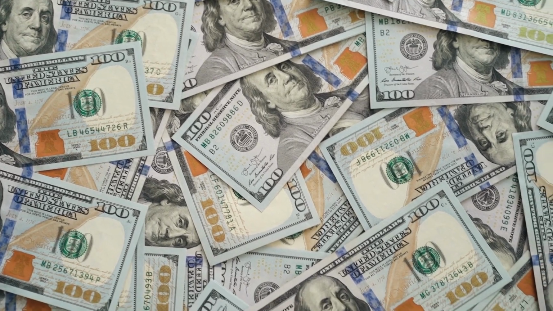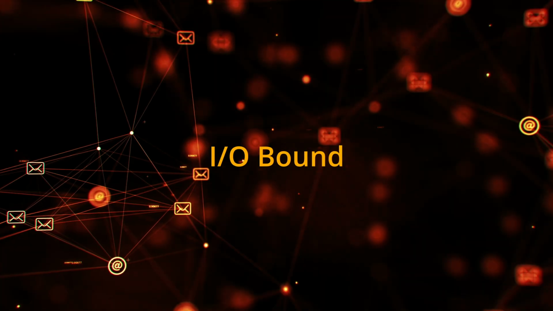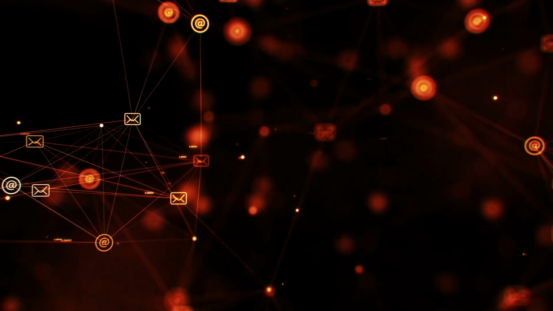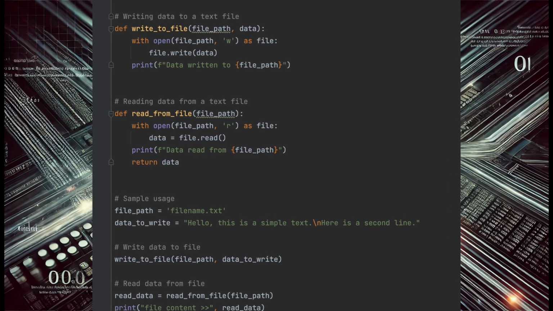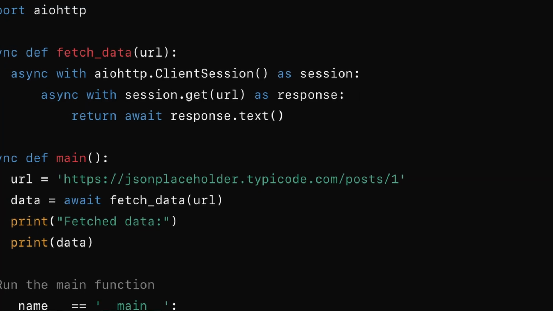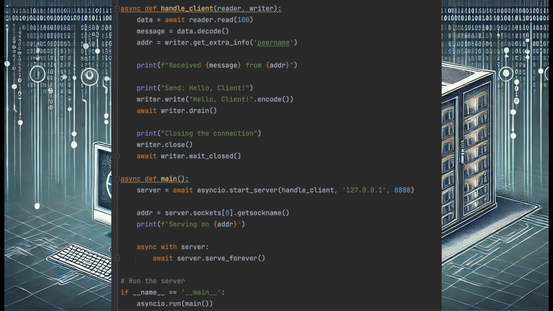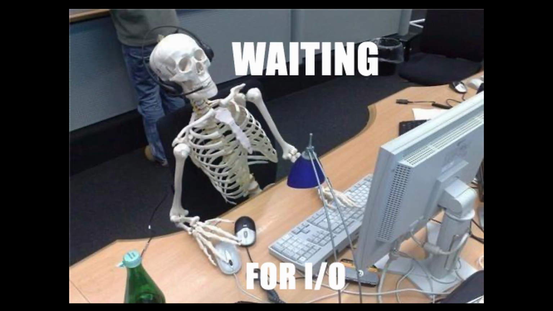So let's keep moving. I/O-bound operations refer to software that spends most of its time waiting for input and output operations to complete. For input and output, we're referring to reading and writing large files from disk, fetching data from a remote server or database, handling network communication. They're often characterized by high latency due to waiting for I/O operations to complete, and often spend a lot of time idle.